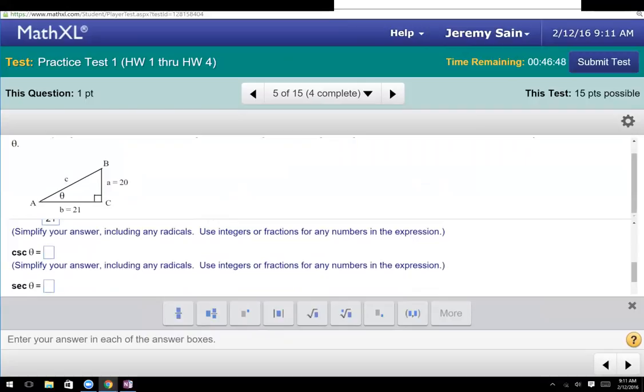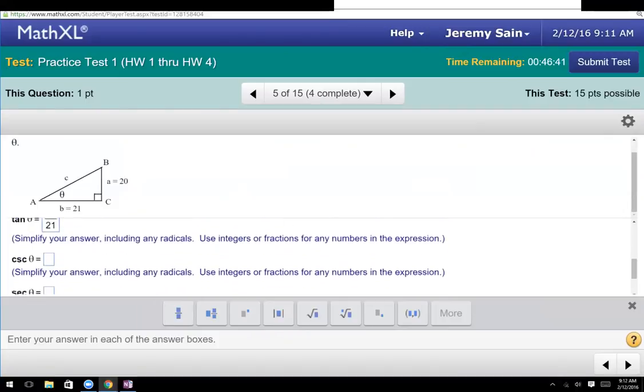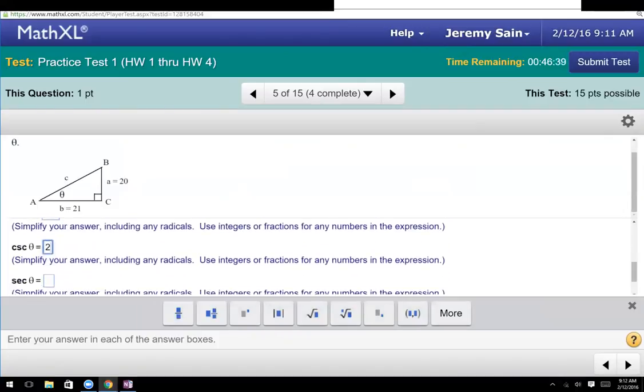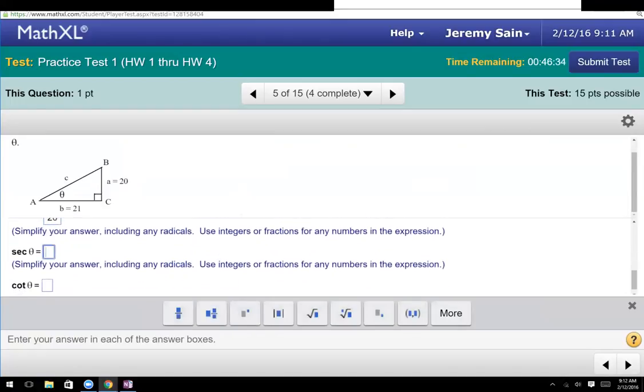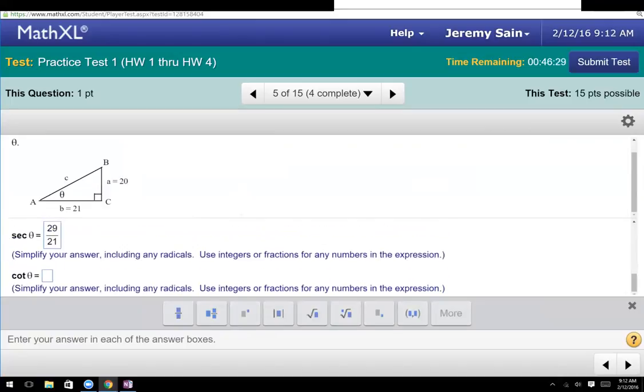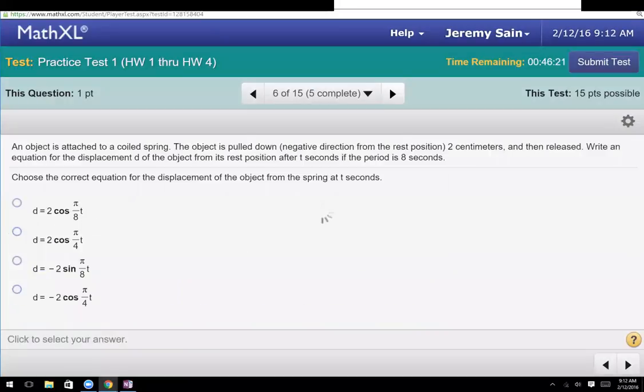Cosecant is 1 over sine, right? So 29 over 20. Secant is 1 over cosine, so it'll be 29 over 21. And cotangent is 1 over tangent, so it's 21 over 20. I think it's easier now.